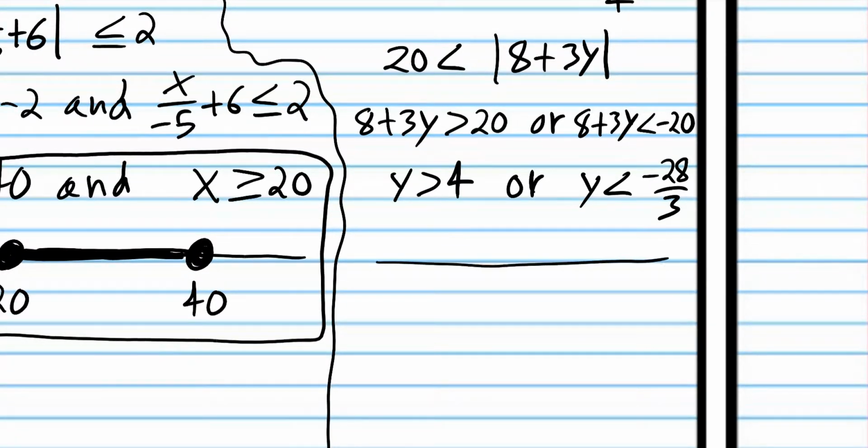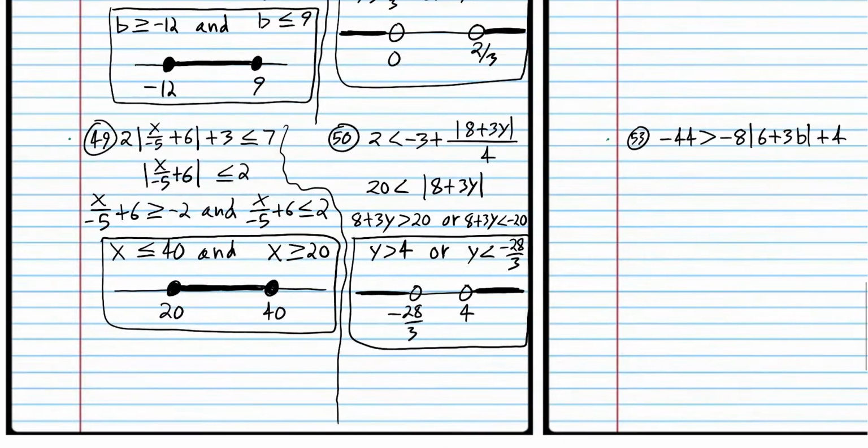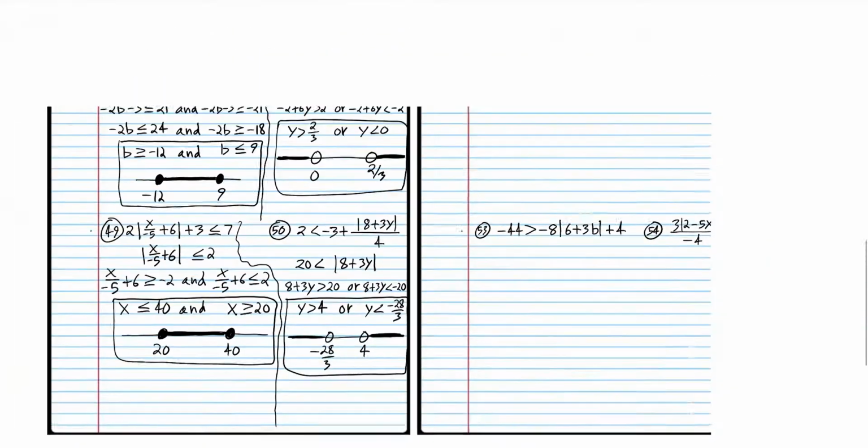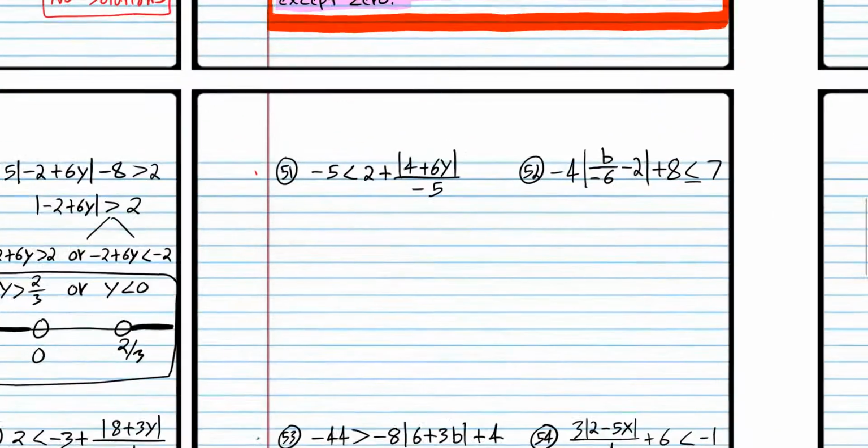Now we're going to do the graphical solution. Y is greater than 4. Over here we have -28 over 3. So that would be over here, and less than -20 over 3 would be over here, and that is the solution. So if you got that answer, good job. Okay, on to number 51.